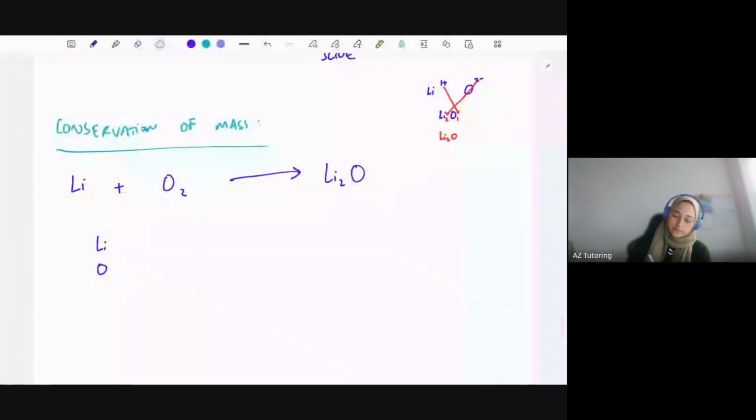And lithium and oxygen. On the left-hand side, we've got 1 lithium atom and 2 oxygens, and on the right-hand side, we've got 2 lithiums and 1 oxygen. Now, this one's quite a straightforward one to balance.